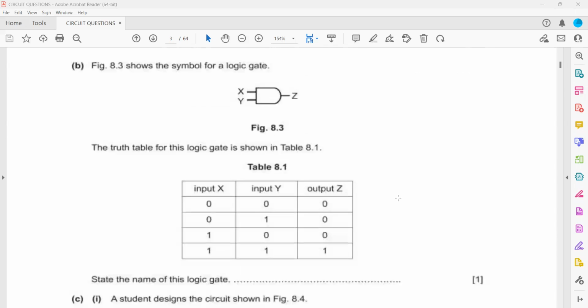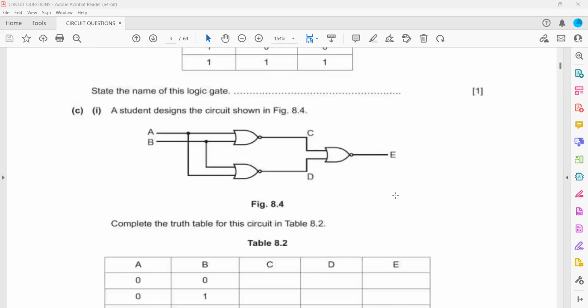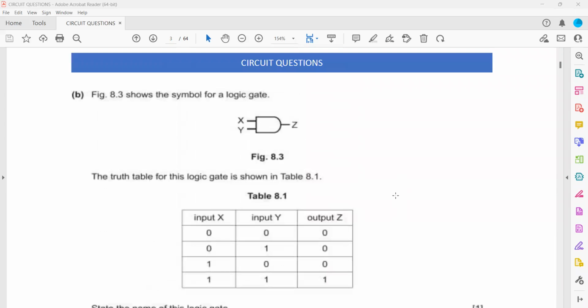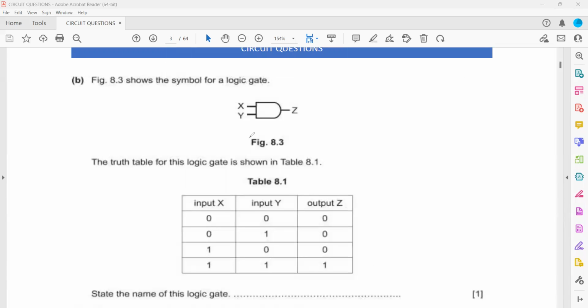The circuit you can see here is about the truth table of logic gates. So state the name of this logic gate. What is this logic gate? The symbol resembles an AND gate. So this is an AND gate.